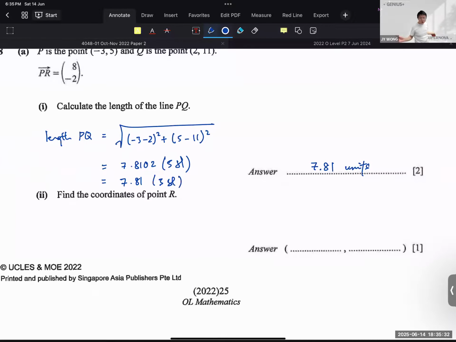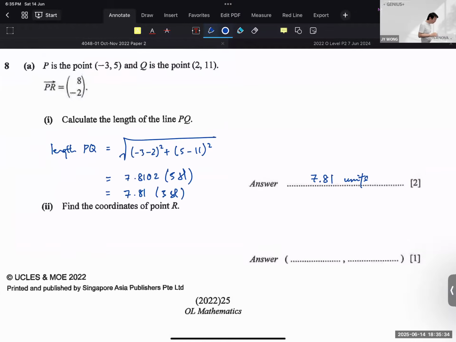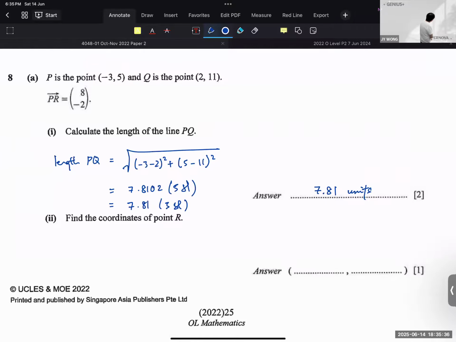Okay, this one very straightforward. You shouldn't have a problem. Find the coordinates of point R. This one a little bit interesting. To find point R, what do we do if you want to do it by vector? You have to go and find your OP. Then you will know that OP is just (-3, 5). But you still have to find it, you have to write it this way.